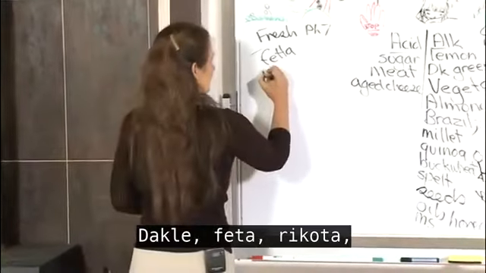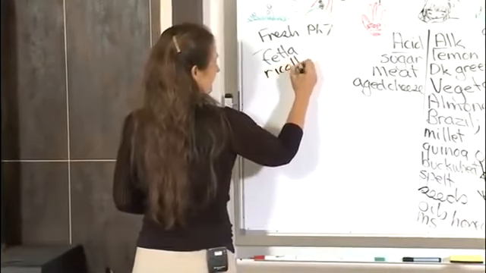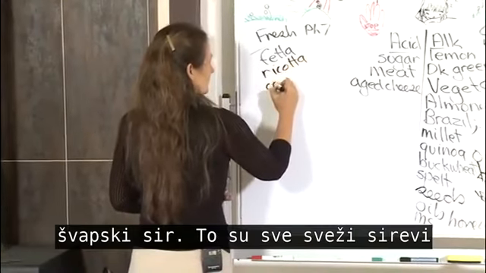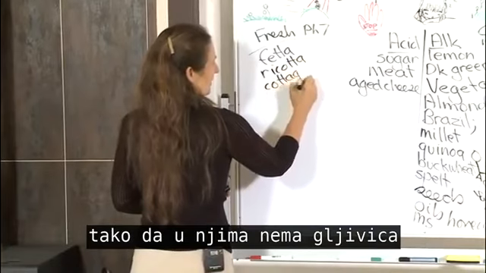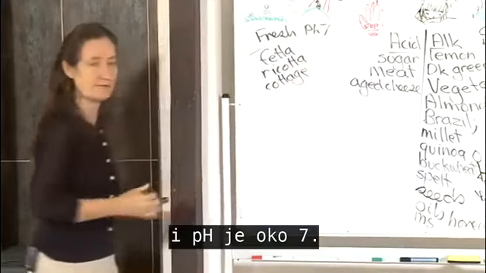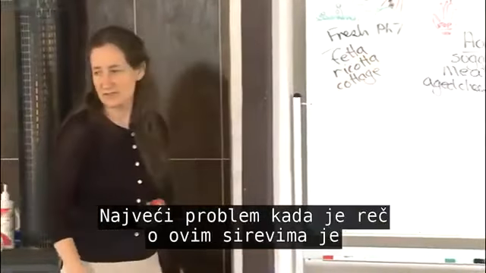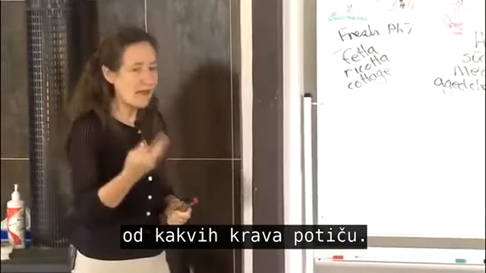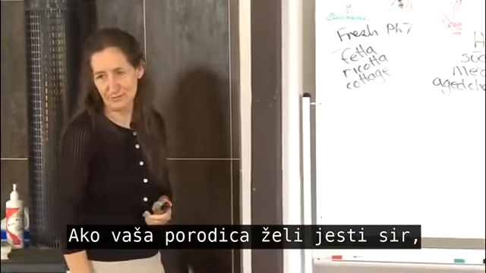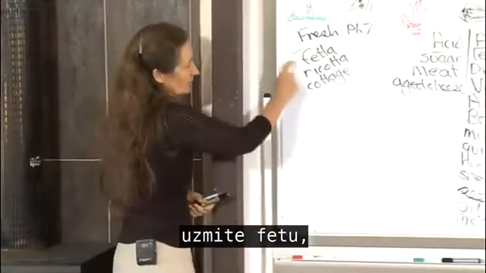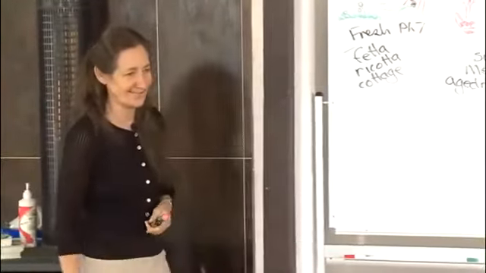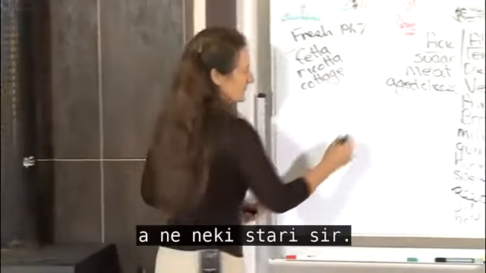So your feta, your ricottas, your cottage, they are all fresh cheeses. So they don't have the yeast component, so they are on a pH of 7. The biggest concern, of course, about these cheeses is the cows that they come from. But if your family wants to eat cheese, put some feta in the cheese drawer and not your aged cheese.